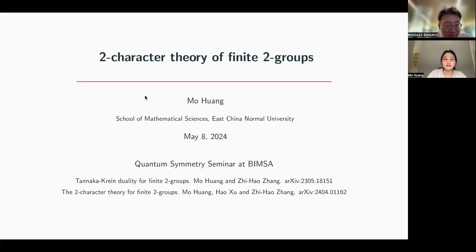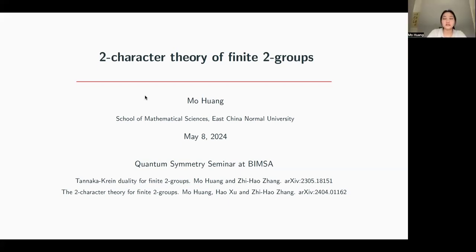Thank the organizer of this seminar and thank Professor Wang for his introduction. Today, I'm going to talk about the two-character theory of finite two groups. This talk is mainly based on my recent work joint with Xu Hao and Zhang Zhihao.